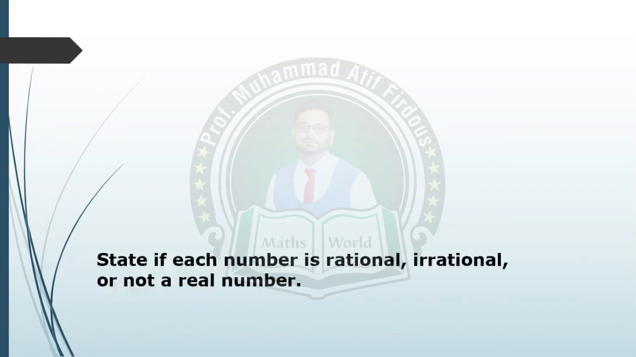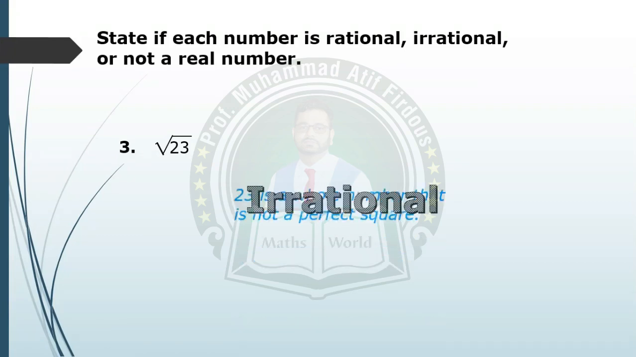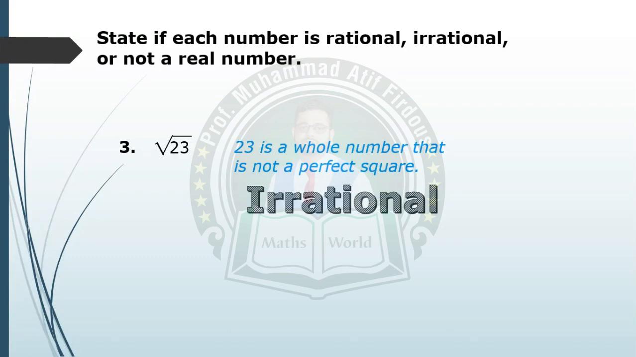The next example is the square root of 23. Is it rational or irrational? Okay, think about it. Yes, it's an irrational number. Why? Because although 23 is a whole number, it's a prime number, and the square root of any prime number is an irrational number. Got it?